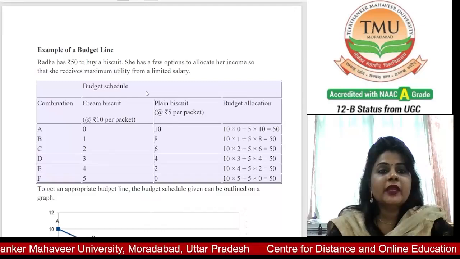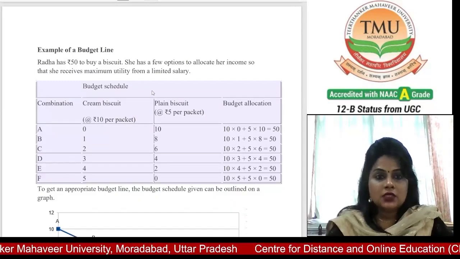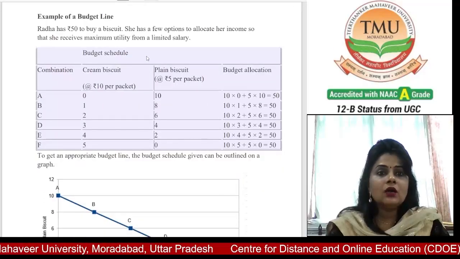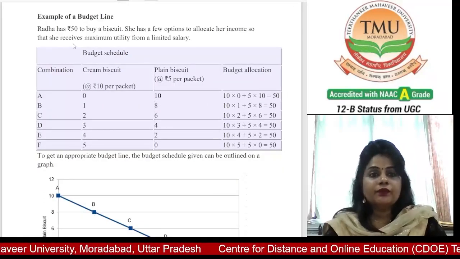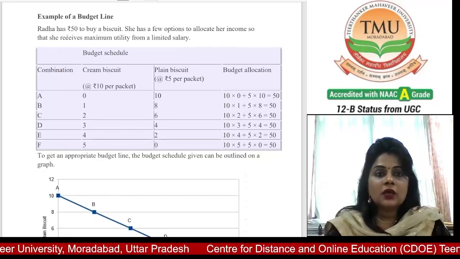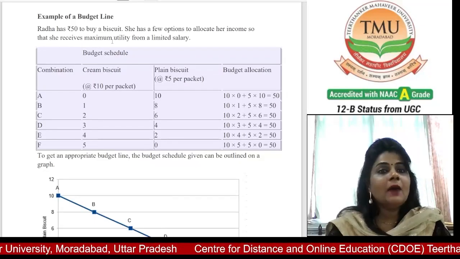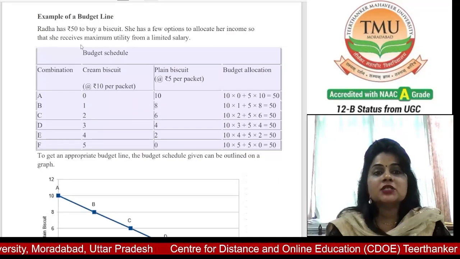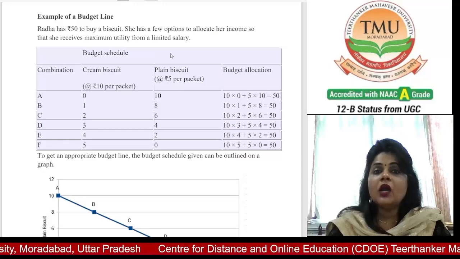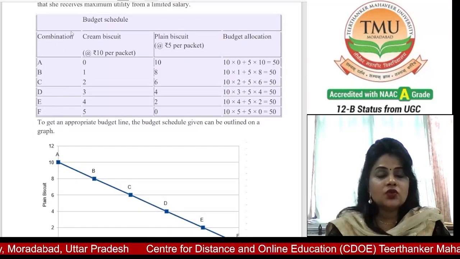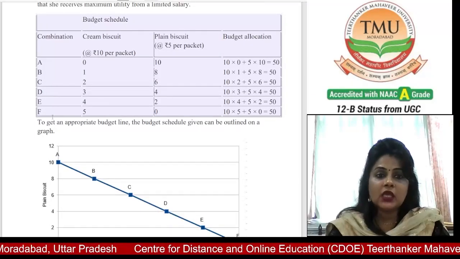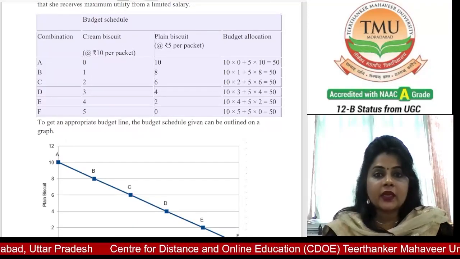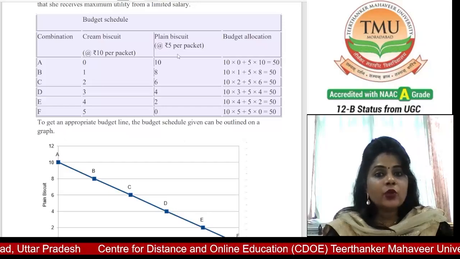Now, we also explain it with a given schedule and diagram. Here on the screen, you see a schedule. Suppose Radha has rupees 50 to buy biscuits. She has a few options to allocate her income so that she receives maximum utility from a limited income. Suppose here you see the combinations A, B, C, D, E, F. Cream biscuits, 10 rupees per packet. Plain biscuits, 5 rupees per packet.